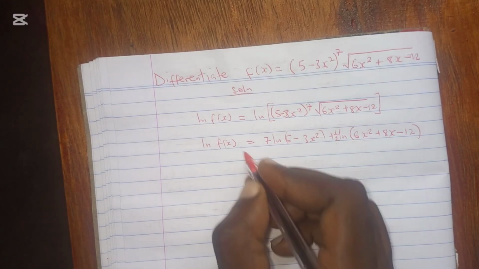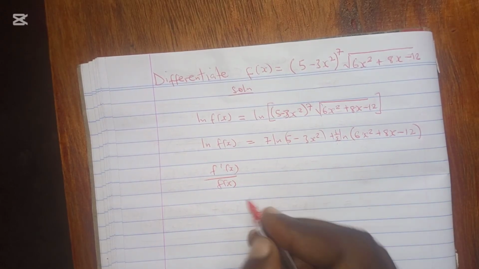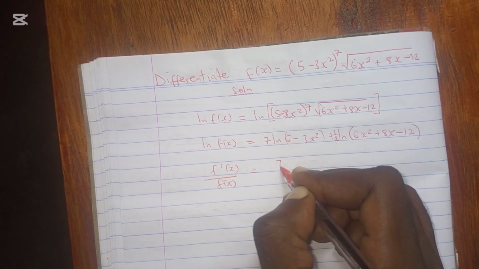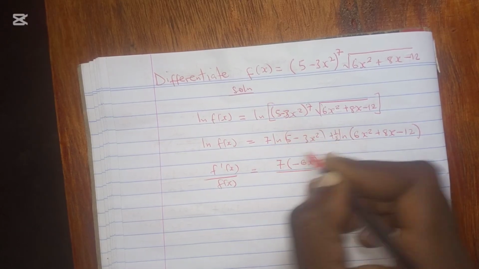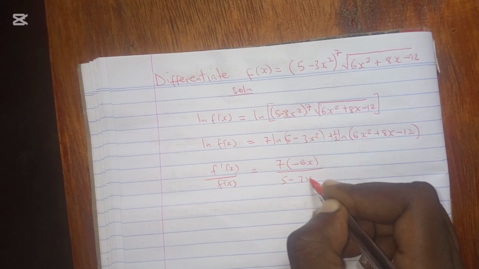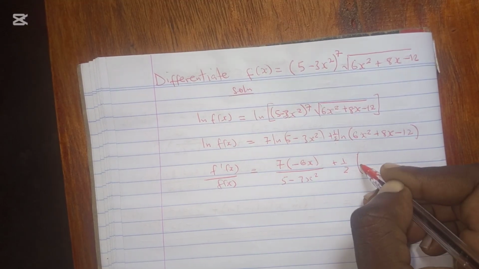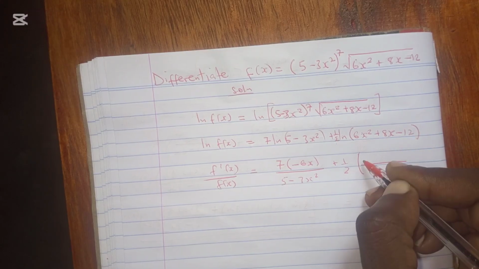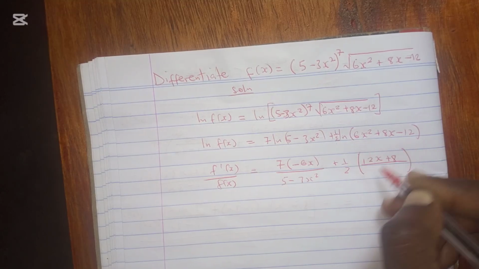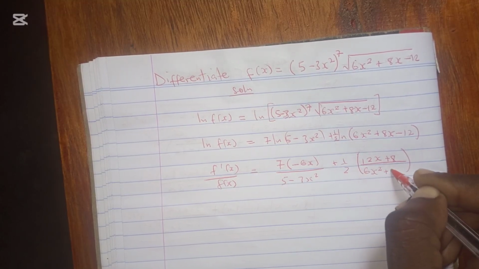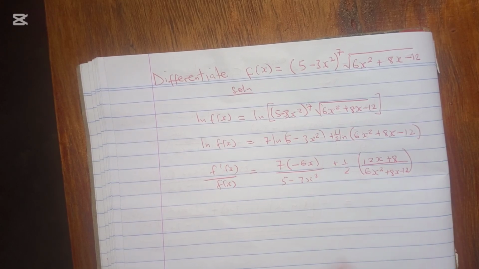So when we differentiate this part, we're going to get f prime of x divided by f of x, as usual, is equal to 7 times the derivative of this, which is negative 6x, divided by this whole function, 5 minus 3x squared, plus 1 over 2. So we're starting with the derivative of the whole thing, which is 12x plus 8. Then we're dividing by this whole expression, 6x squared plus 8x minus 12. Okay, so let's just simplify.